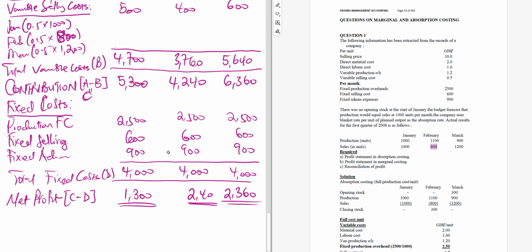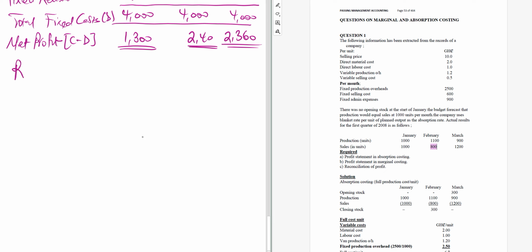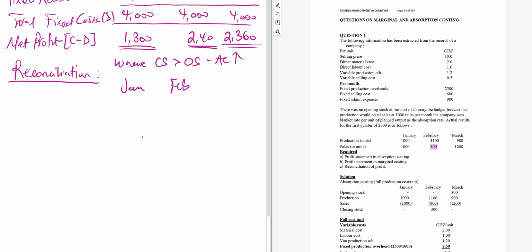Now the next thing that we are mostly required to do in questions is to reconcile the profit. So we are going to do reconciliation of profits, and all you have to do is just get the OAR by the fixed cost. That will give you the difference. And remember, I told you where closing stock is more than opening stock, absorption costing profit is more than marginal costing profit. So if I do January, February, and March, I can easily reconcile the profits.